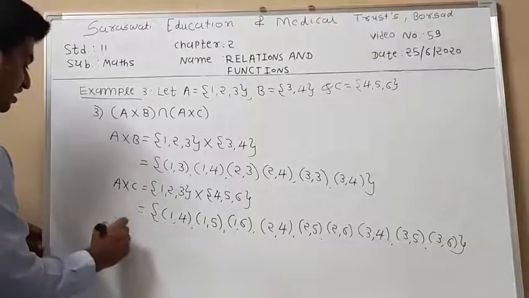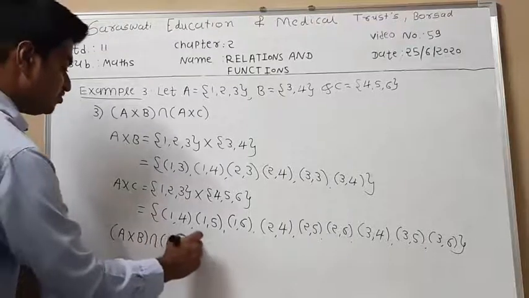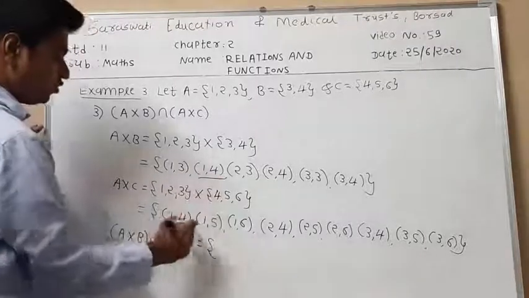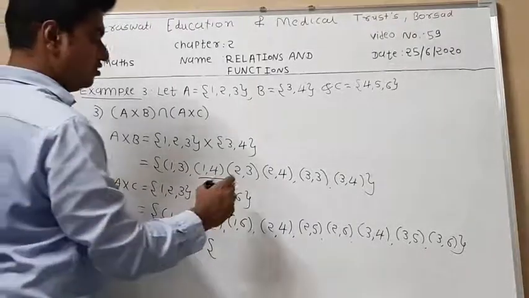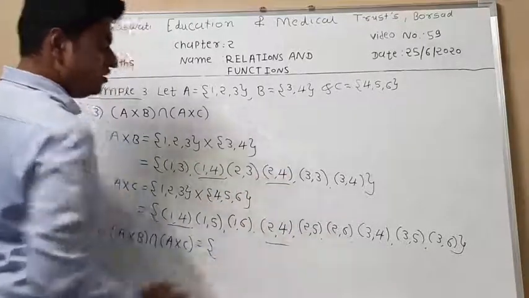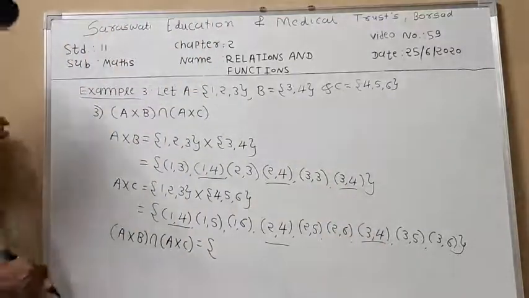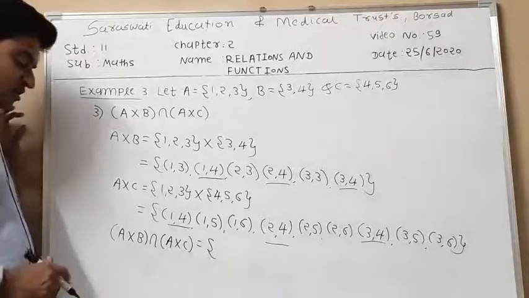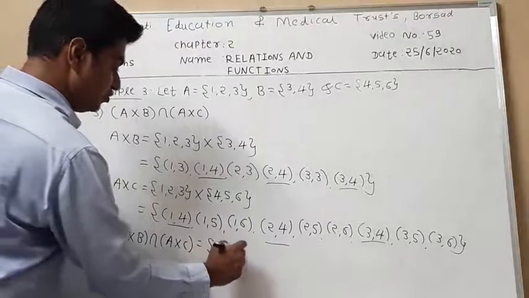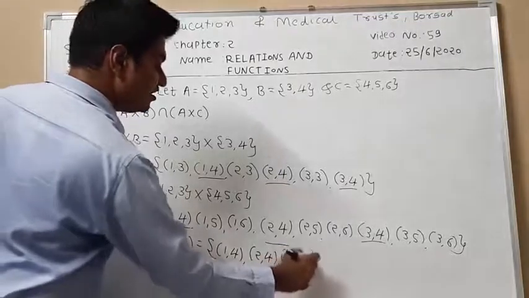So here which ordered pairs are common in both these sets? This is our answer. So first of all (1, 4) is common. Now another one, (2, 4) is common here, and (3, 4) is common, right? So here 3 elements are common in both these sets. So we can write it is equal to the set {(1, 4), (2, 4), (3, 4)}. Is that clear?